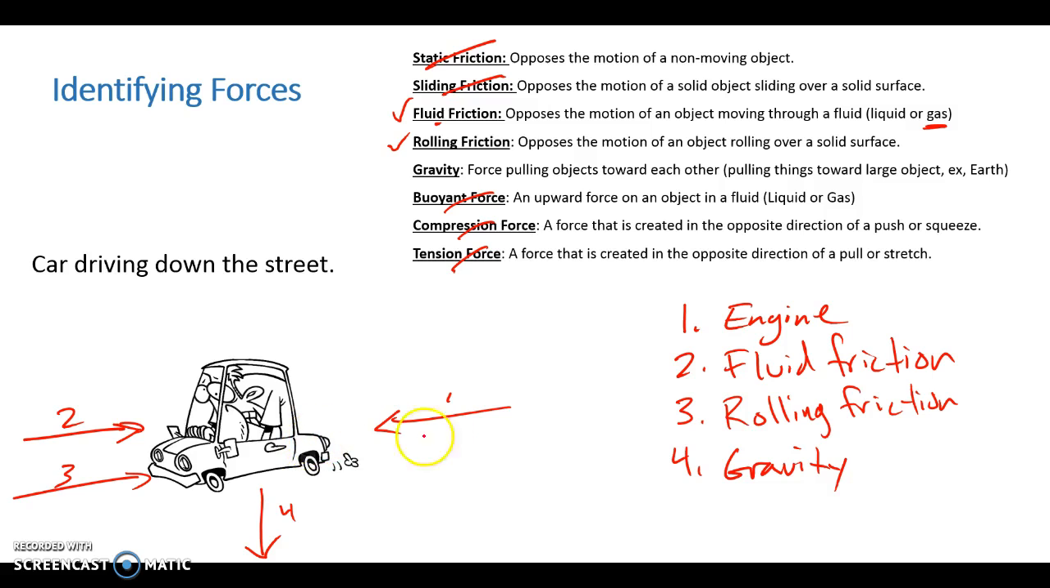Engine, applying force to the west. Fluid friction and rolling friction, opposing that motion to the east. And gravity, pulling straight down. Okay, so that's the car driving down the street.